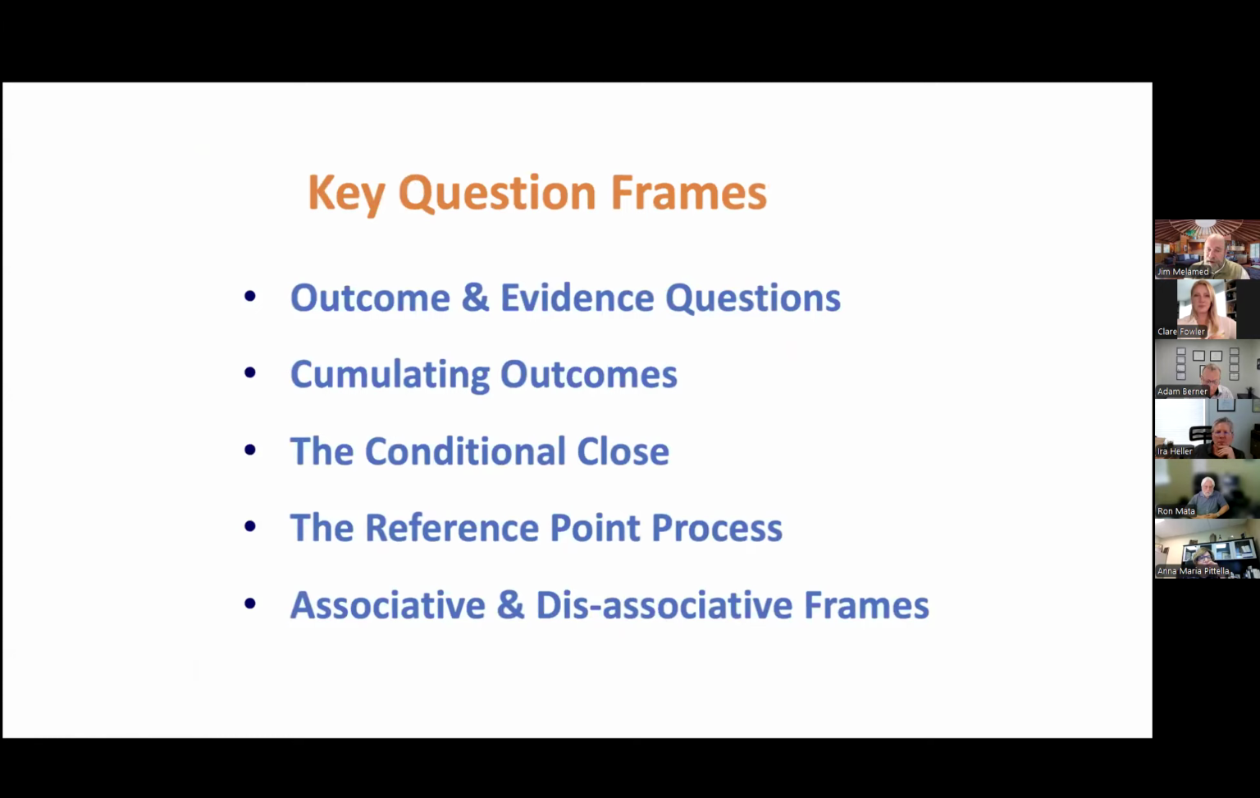The outcome frame is, what do you want? What are you looking for? How would you like it to be? Okay. And the evidence question is, how would you know you had it? Right? I want to be involved with the kids. How would you know you were involved with the kids? I don't want to be a bag lady. How would you know you weren't a bag lady, that you can pay your bills? Okay. So what do you want? How would you know you have it?